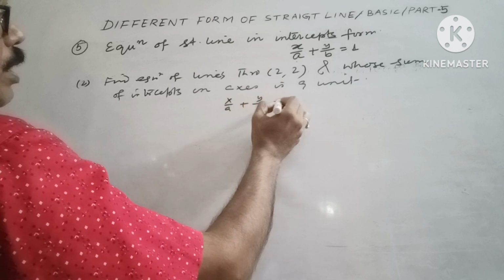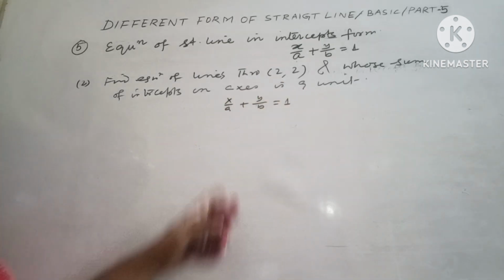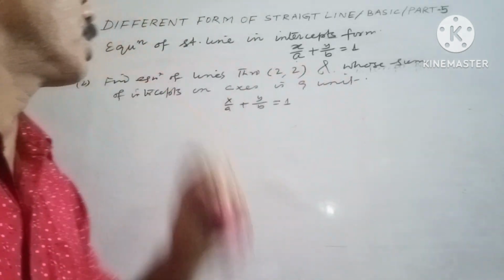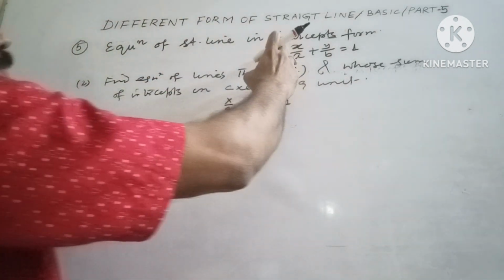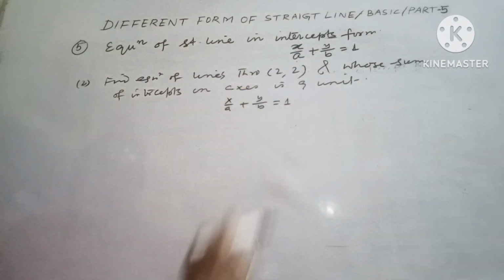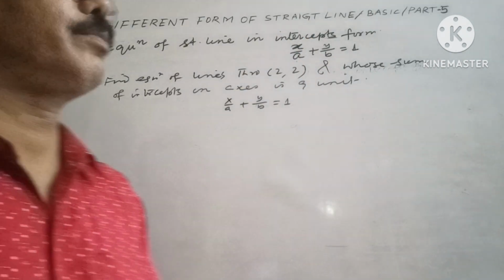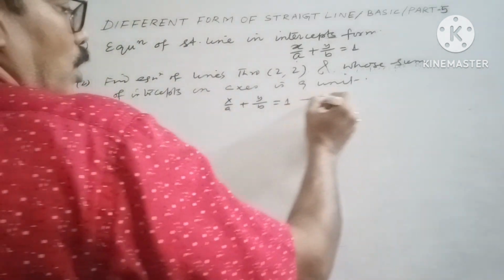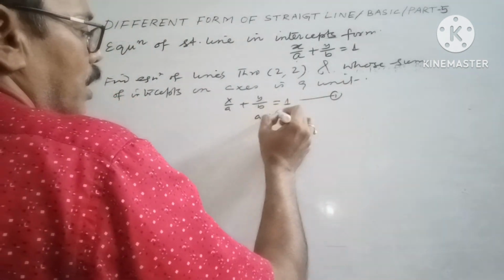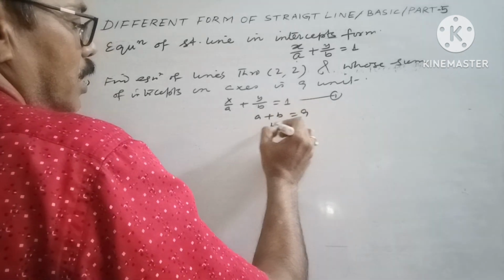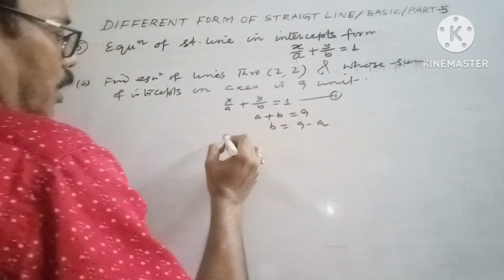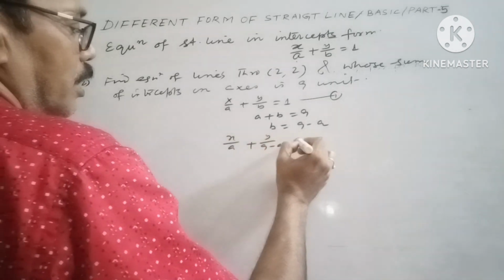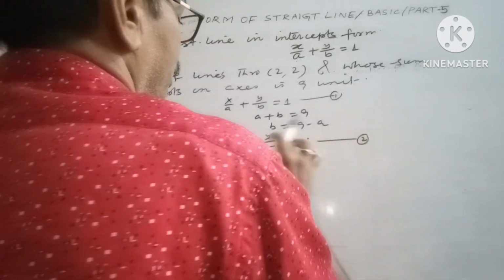x by a plus y by b equals 1. So two unknowns, a and b. To find two unknowns, two conditions are given. It passes through (2, 2), and the sum of intercepts equals 9. So call it 1. Given a plus b, the sum of intercepts, equals 9, b equals 9 minus a. So x by a plus y by (9 minus a) equals 1.